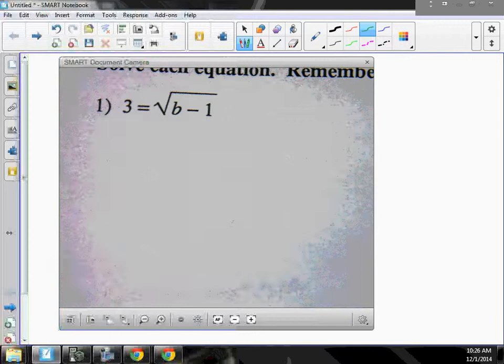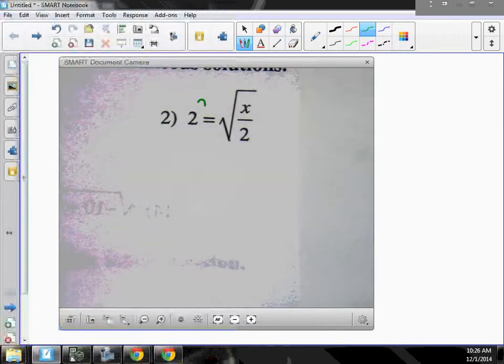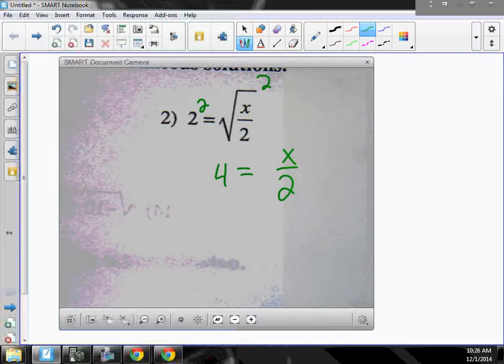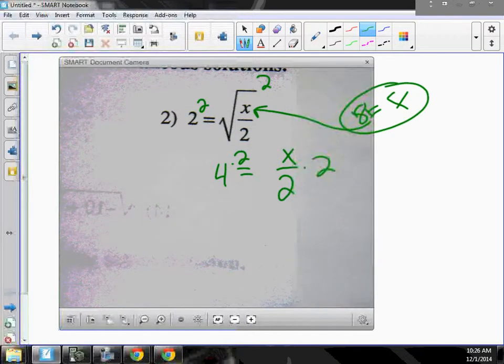So look at number 2. I'm going to square both sides. 4 equals x over 2. How do I get rid of the divide 2? Times by 2. And I get 8 equals x. So I plug that in. 8 divided by 2 is 4. Is the square root of 4 equal to 2? Yes. So this answer works. So it does have a solution. Okay?